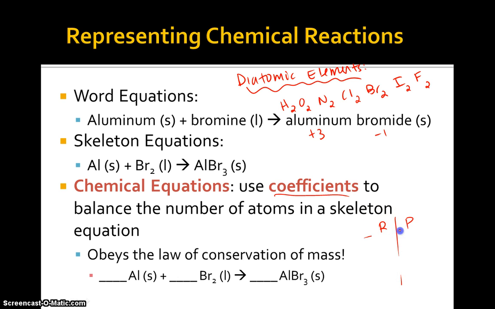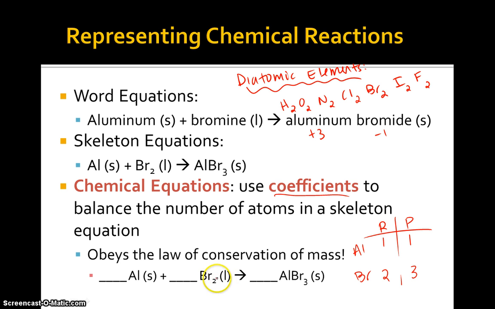It's just a little T-chart where R and P mean reactant and product, and then you put the elements that you have. So we've got aluminum and we've got bromine. On the reactant side, we've got 1 aluminum and 2 bromines. On the product side, we've got 1 aluminum and 3 bromines. So we want to go ahead and balance this.